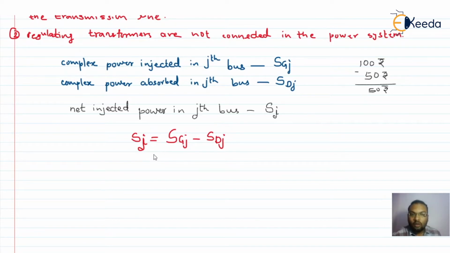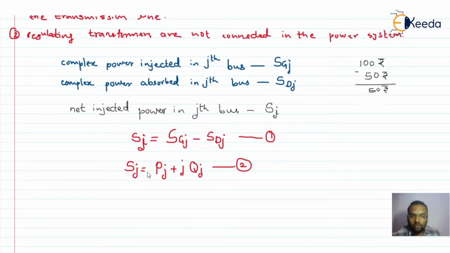Or I can further elaborate this: the complex power injected at the jth bus will be real power plus reactive power. Suppose this is equation number 1, and let this be equation number 2.